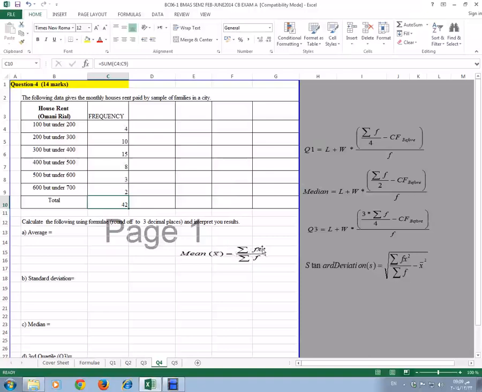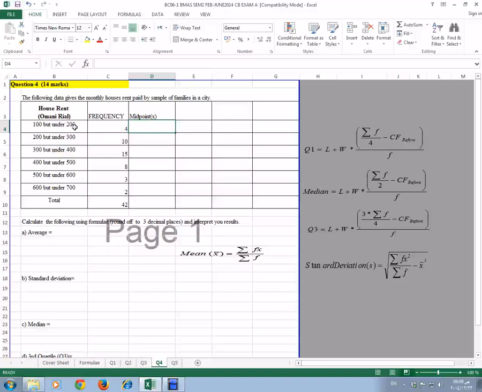Next is to find x. We know f is the frequency here, but what is x? X is the midpoint. Write midpoint, x. Midpoint is the middle between 100 and 200. The middle between 100 and 200 is 150. And the middle between 200 and 300 is 250. And then 300 and 400 is 350.